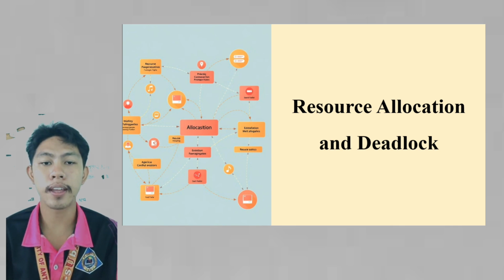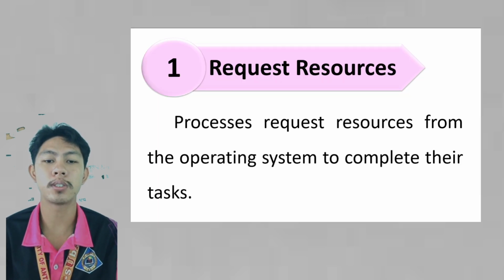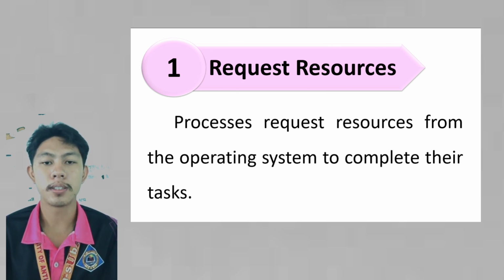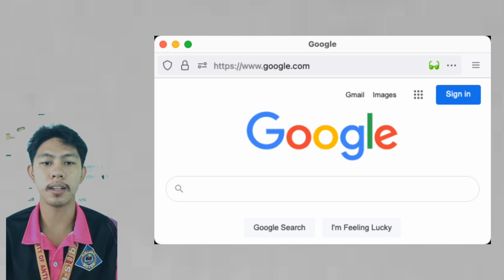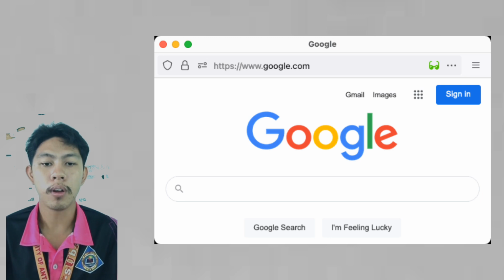Resource allocation and deadlock. First, request resources. Processes request resources from the operating system to complete their tasks. Example, a web browser. When you open a web browser and enter a URL, it becomes a process that needs to request various resources from the operating system to function. For example, CPU time, memory, network device, file system.